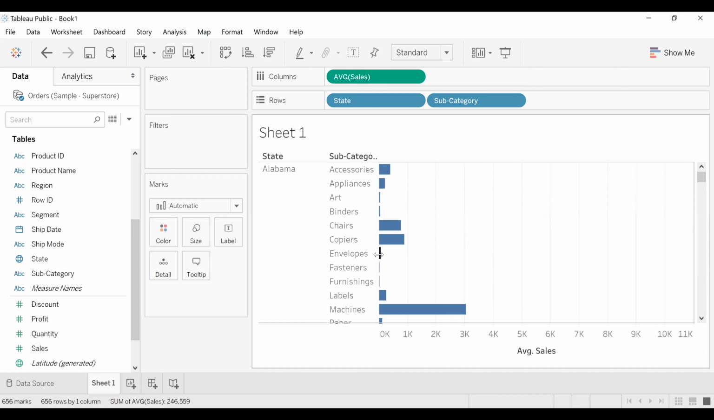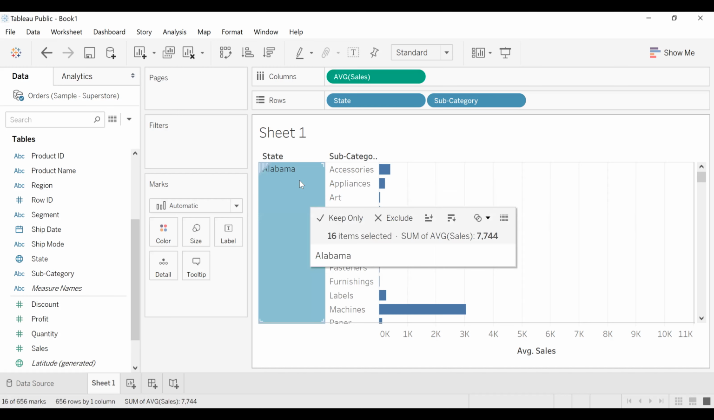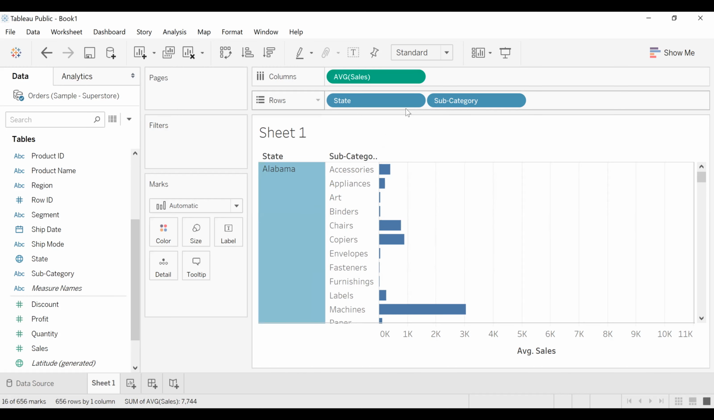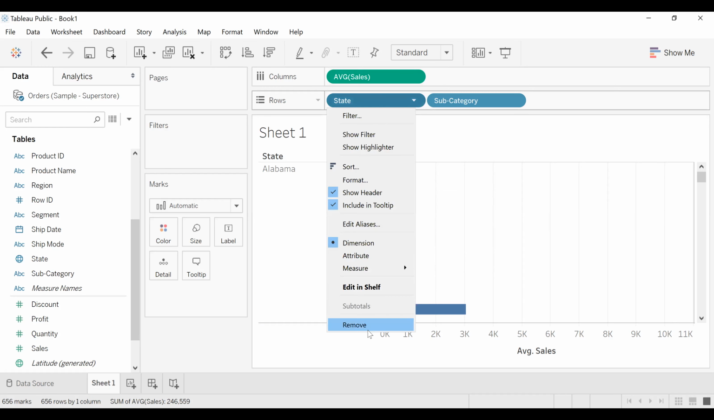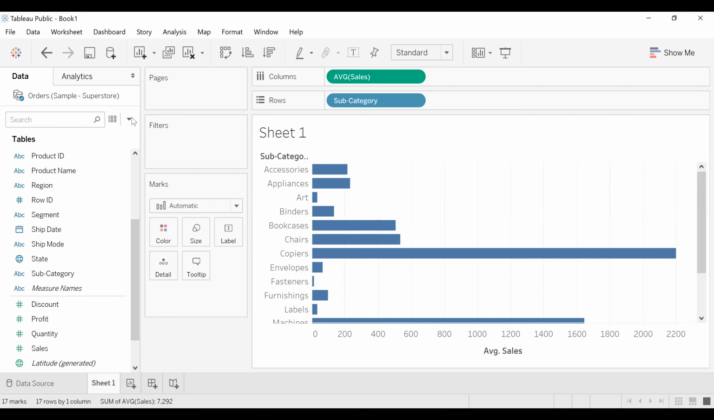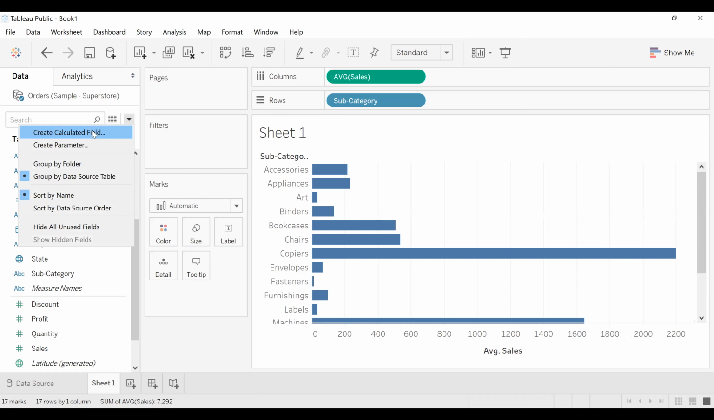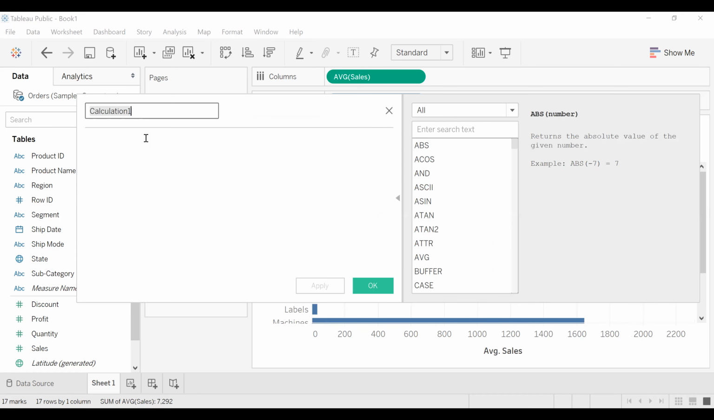But my requirement is, I don't want to bring the state and then show the data at state level. I will have the subcategory, but I want another column which shows the average of sales at the state level also. So how can I do that? I can remove state from here. I will create one calculated field, and let me have include LOD.